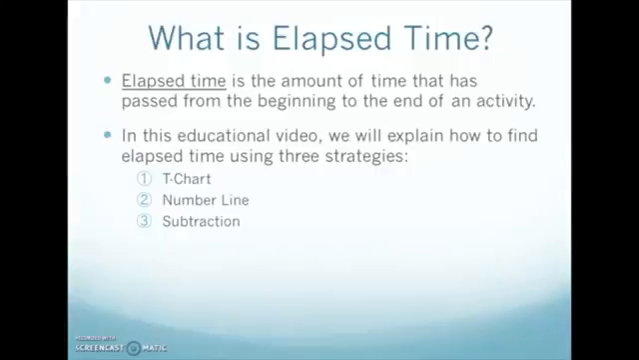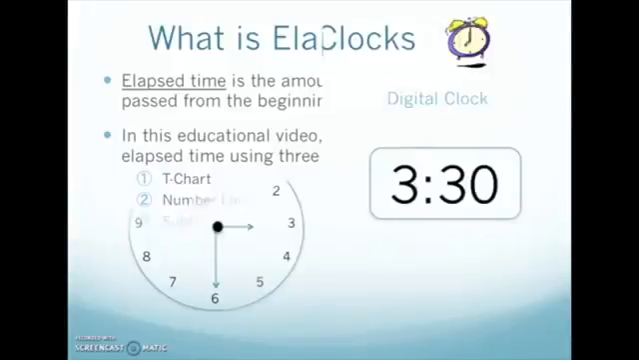What is elapsed time? Elapsed time is the amount of time that has passed from the beginning to the end of an activity. In this educational video, we will explain how to find elapsed time using 3 strategies: a T-chart, a number line, and subtraction.